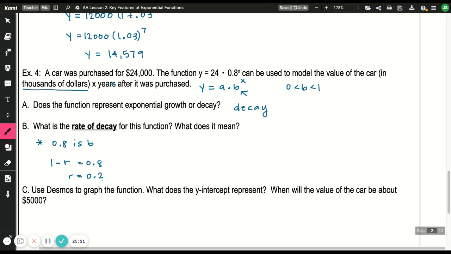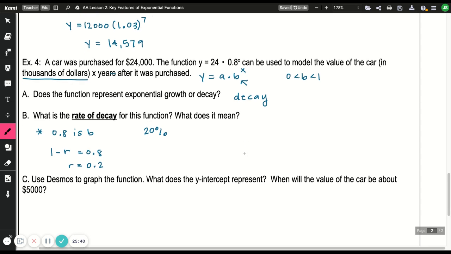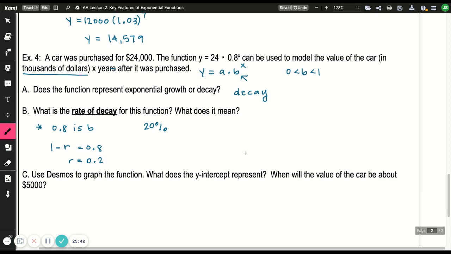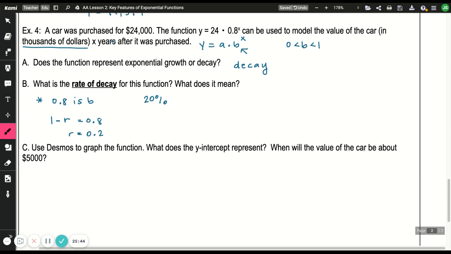What is that as a percent? 0.2 as a decimal is 20%. What does that mean? That means that every year your car loses 20% of its value. So it decreases in value by 20%. So if you bought a $10,000 car, it loses $2,000 every year. Well, I shouldn't say that. $2,000 the first year.